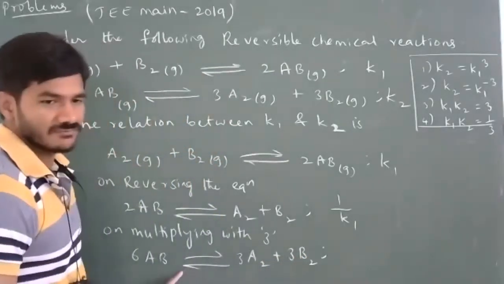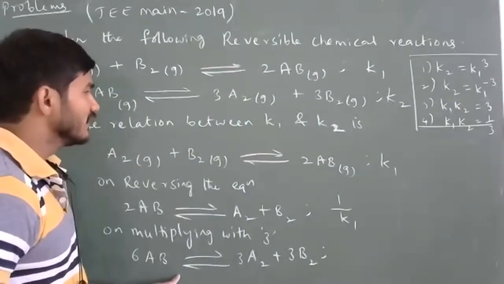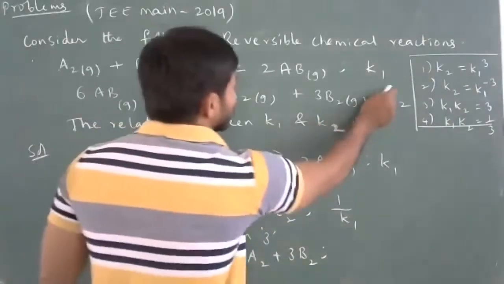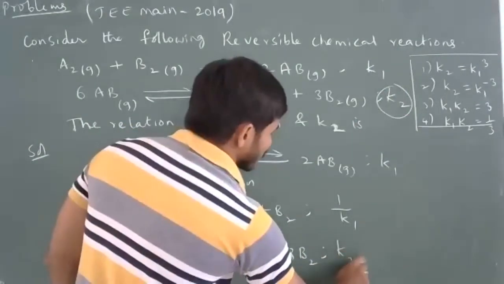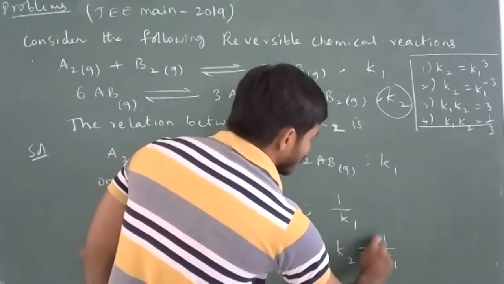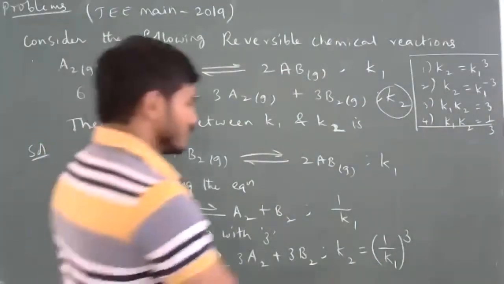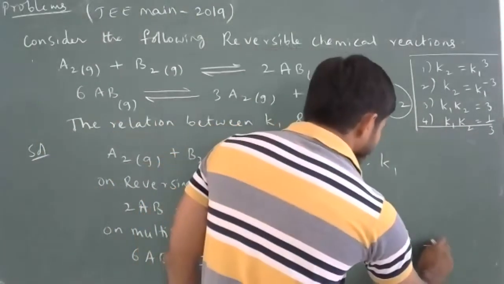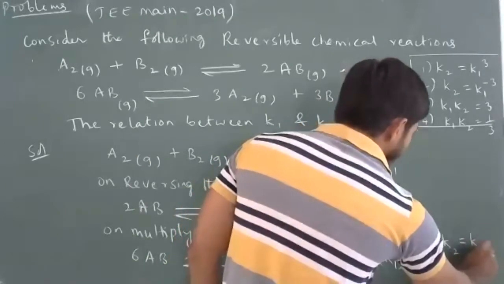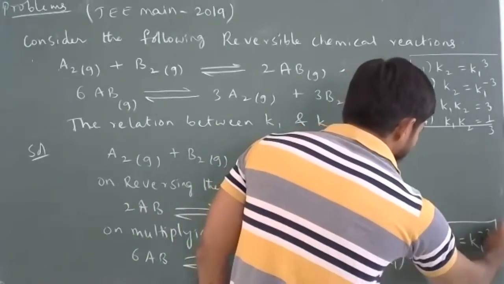So for this equation, after multiplying with 3, what is the equilibrium constant? K2. K2 is equal to 1 by K1 whole cube because we are multiplying with 3. So if you simplify, we will get K2 is equal to K1 power minus 3.